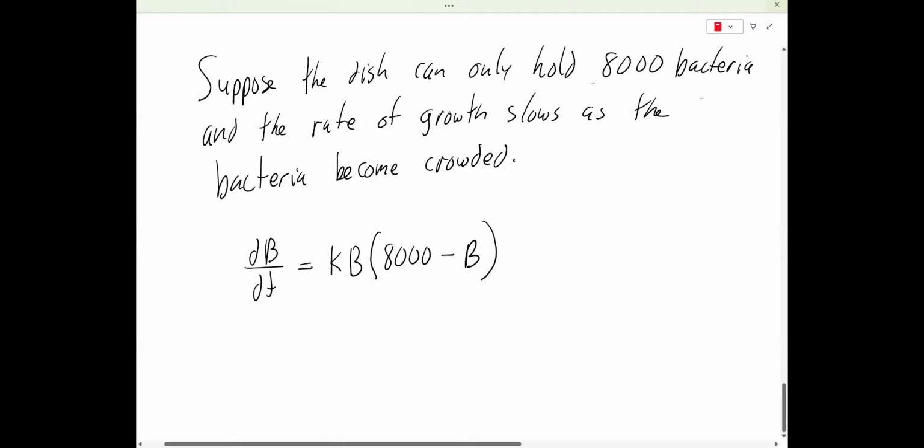This kind of model, where you have these things multiplied together, makes the growth slow down. This form has a name. It's called the logistic growth model. It basically accounts for crowding.